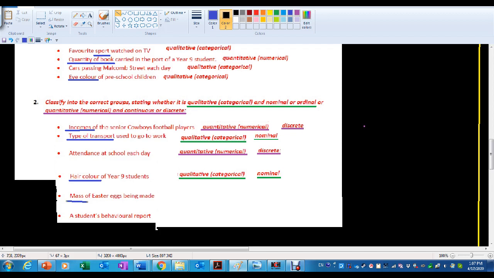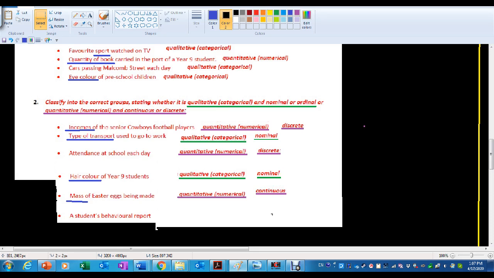Mass. All right. Easter eggs. Mass must be numbers, right? So it should be quantitative. And we also know that for all the things you can measure by some device, for example by ruler or by balance, it should be continuous.